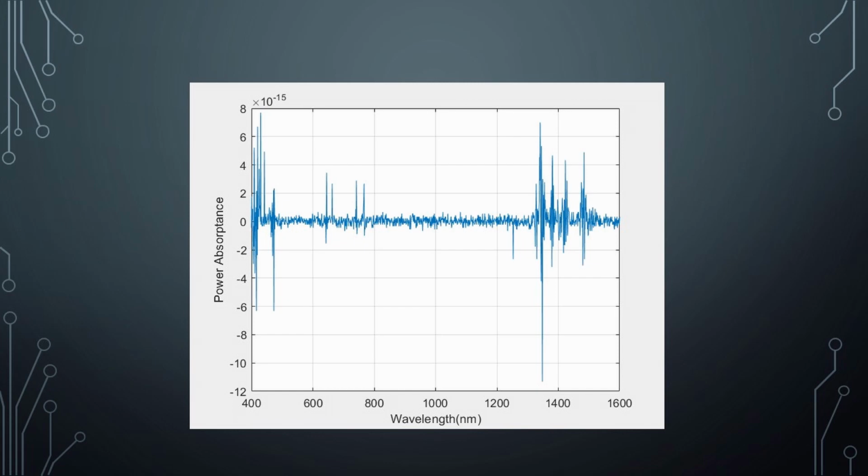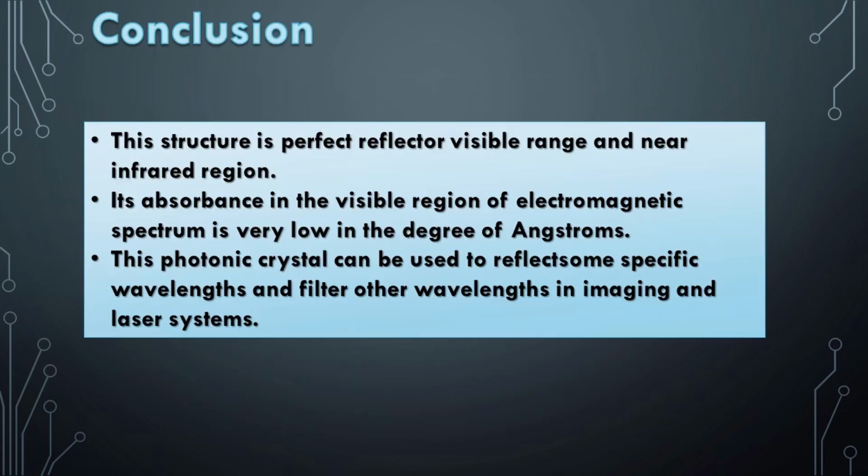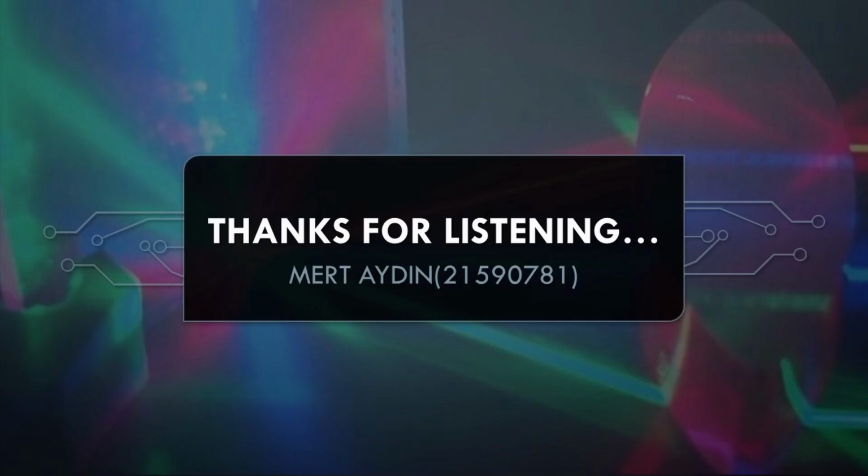Conclusion: this structure is perfect reflector, visible range and near infrared region. This photonic crystal can be used to reflect some specific wavelengths and filter other wavelengths in imaging and laser systems.